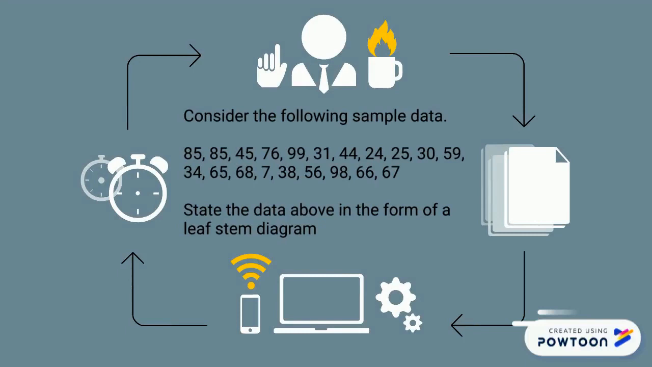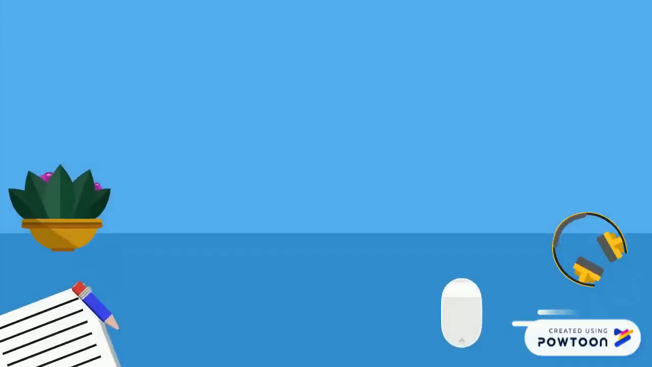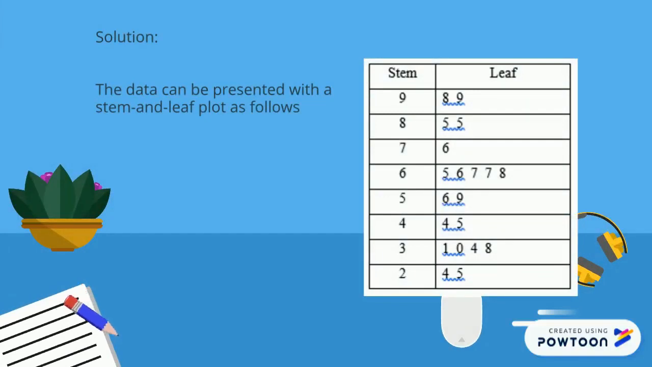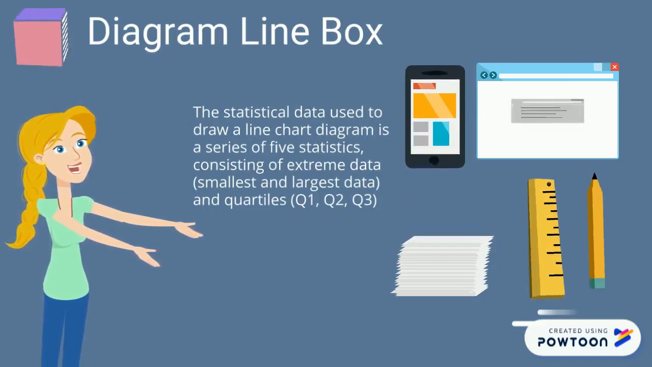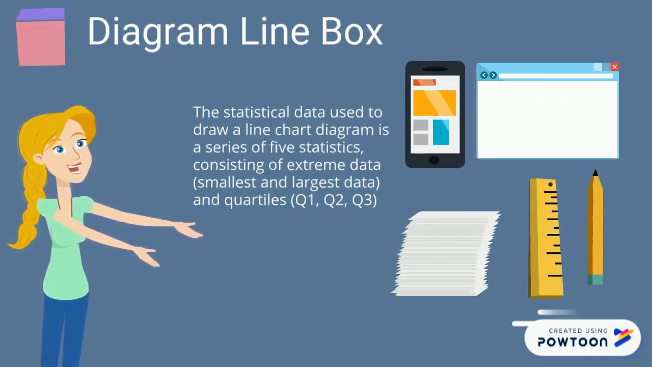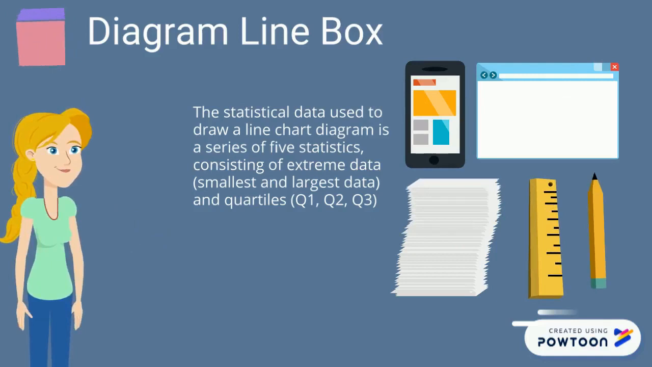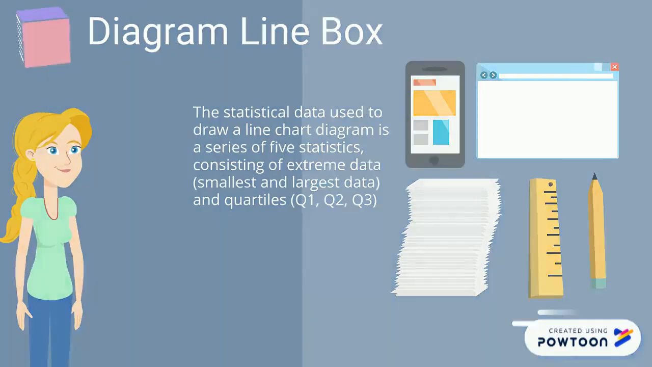Consider the following sample data. State the data above in the form of a stem and leaf diagram. Solution. The data can be presented with a stem and leaf plot as follows. And the last is the box plot diagram. The statistical data used to draw a box plot diagram is a series of 5 statistics, consisting of the extreme data.